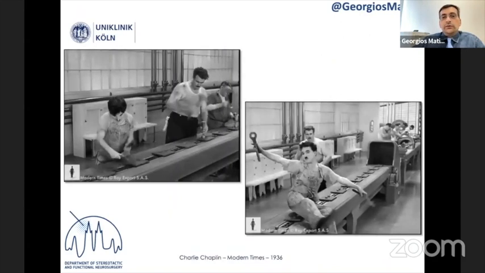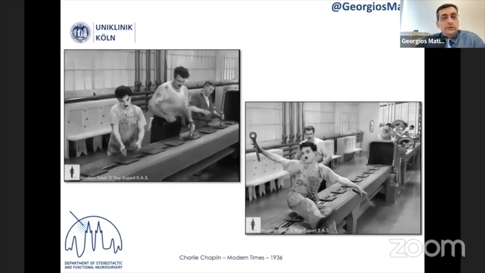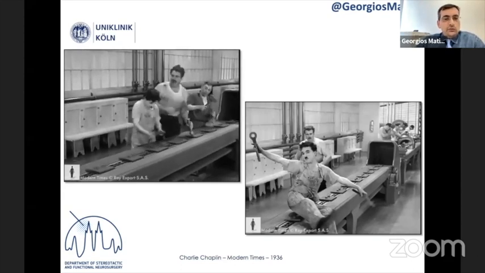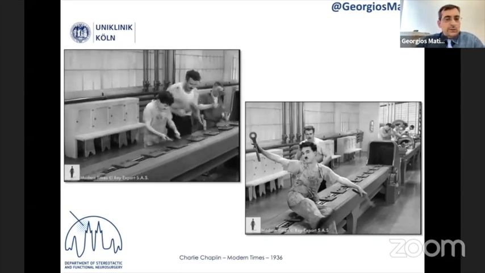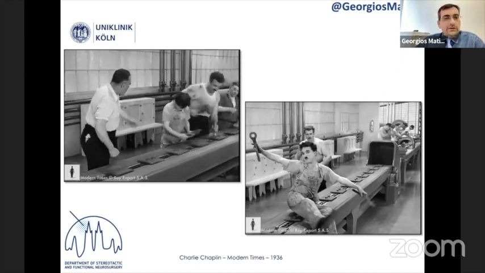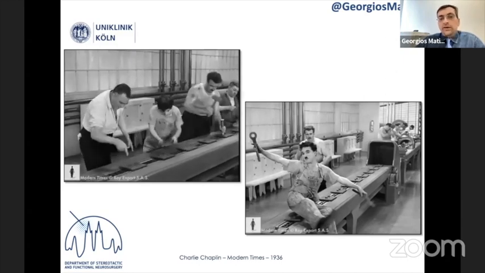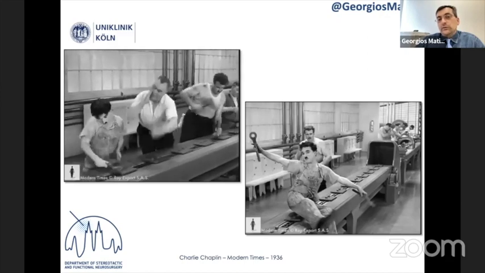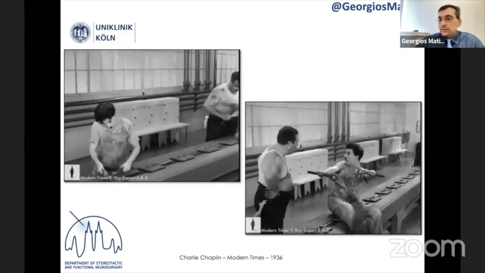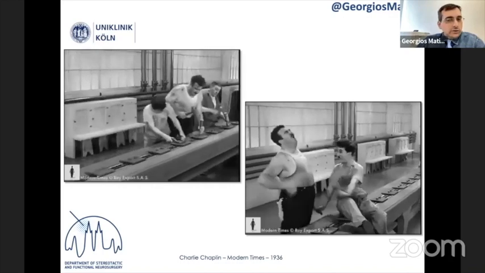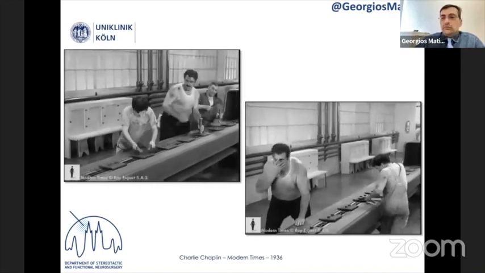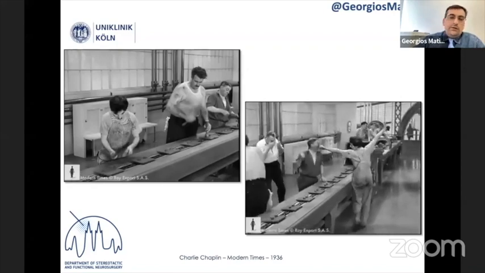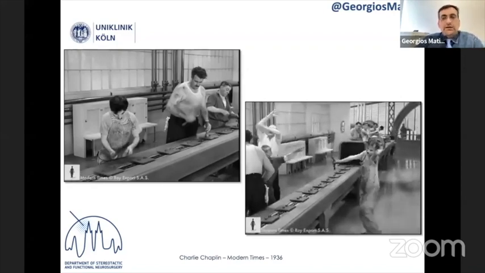When I was a kid, we didn't have internet, but we did have TV. One of my favorite films was Modern Times with Charlie Chaplin, an old movie. Charlie Chaplin was working in a factory, and every day he had to do the same repetitive movement. But patients are not products. They are patients. They have different needs.